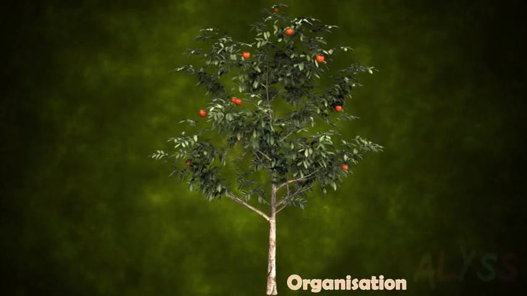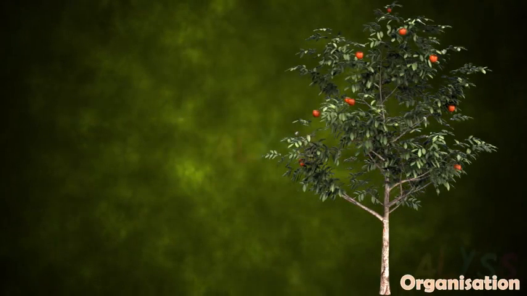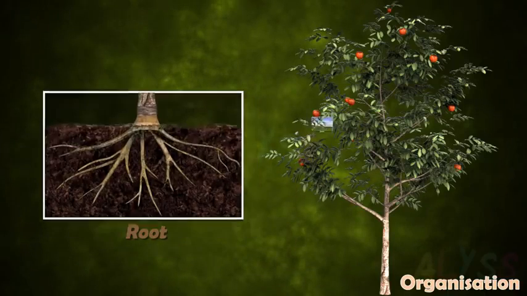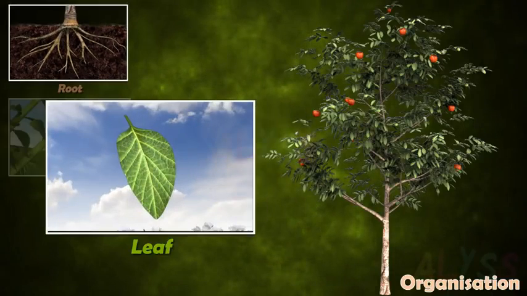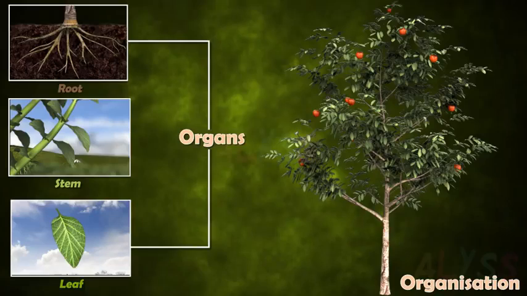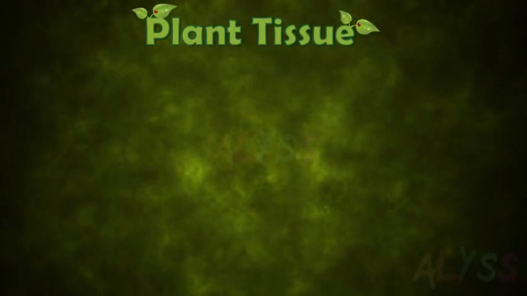The next level of organization forms organs, combining different tissues. Examples include root, stem, leaf, etc. There are two types of plant tissue.